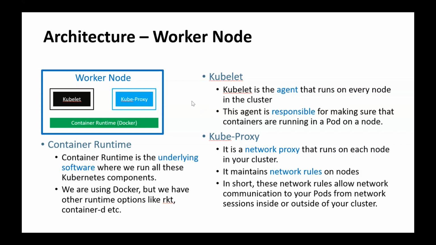The next one is kubeproxy. It is a network proxy that runs on each node, and it helps maintain network rules for the nodes. With the help of kubeproxy, all the network traffic will come to the worker node. In short, these network rules allow network communication to your pods from network sessions inside or outside of your cluster.